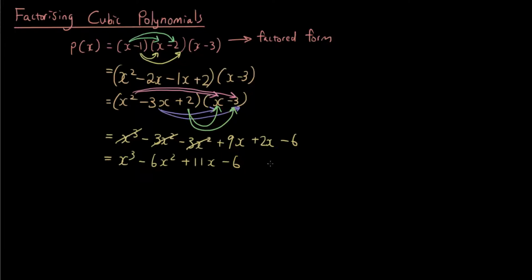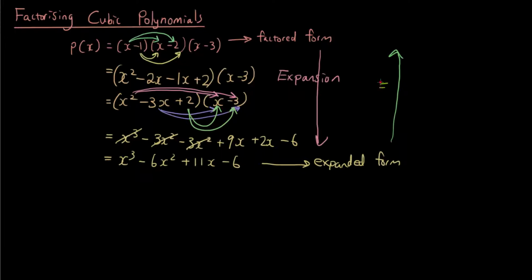right? And this is called expanded form, right? Because I have just expanded all the terms out of the brackets. And to go from factored form to expanded form, this process is called expansion. But if we want to go backwards from expanded form back into factored form, then I need to go through a process called factorisation. And in Australia we spell it with an S, but I'm guessing in America you guys use Z or whatever.